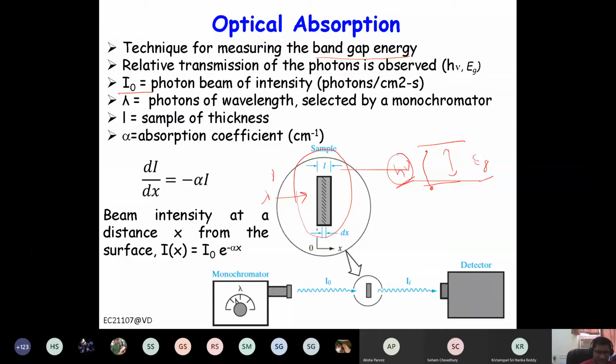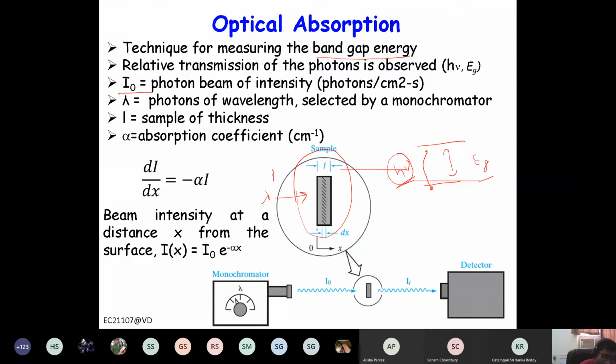You have seen a simple prism, right? Which splits the visible light into different colors, right? So these different colors are basically different wavelengths. Now L is the thickness of this sample, right? So if the sample is thick, of course there will be more absorption and transmission will be less.